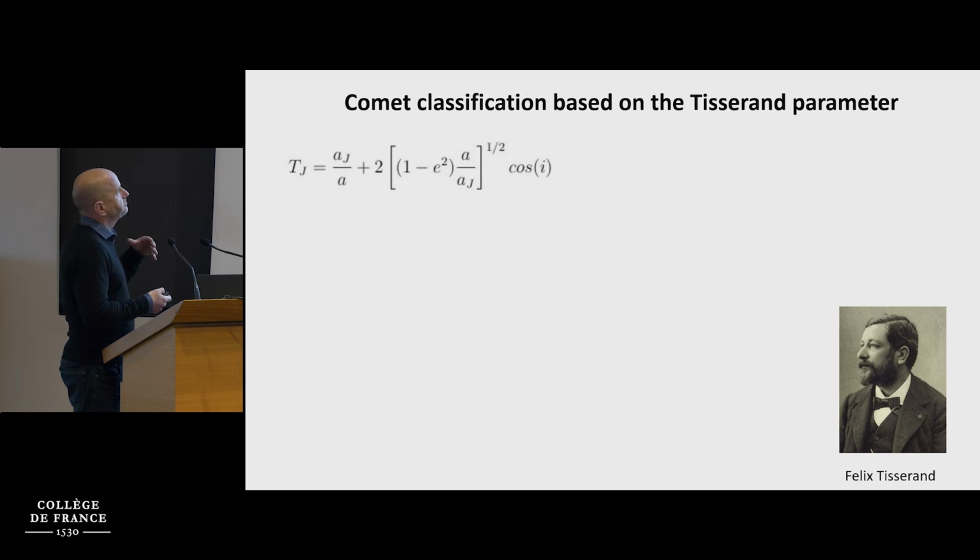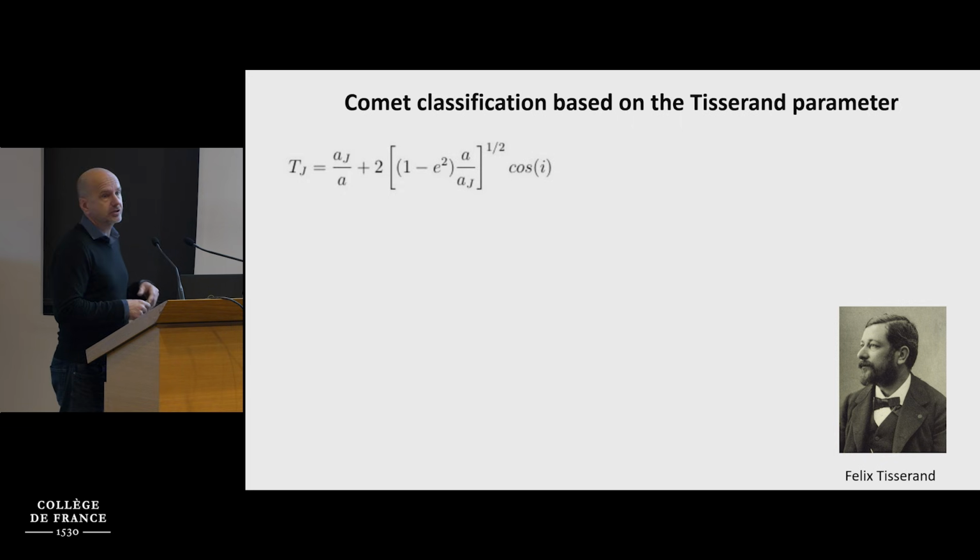It depends on the semi-major axis of Jupiter, and it's also a function of the semi-major axis, eccentricity, and inclination of the comet.